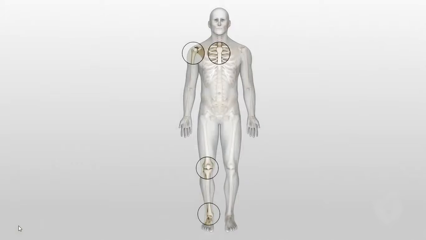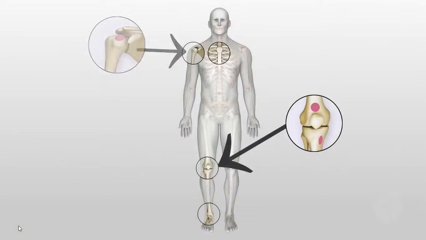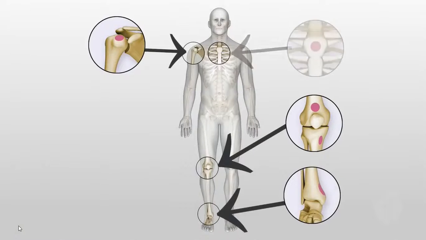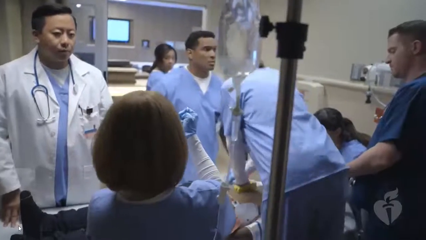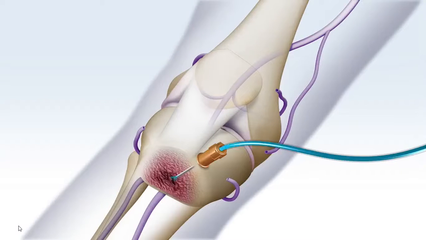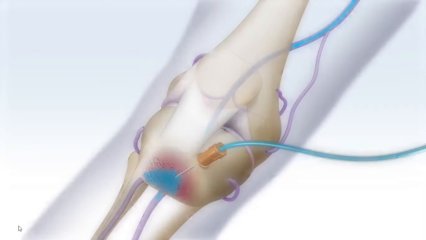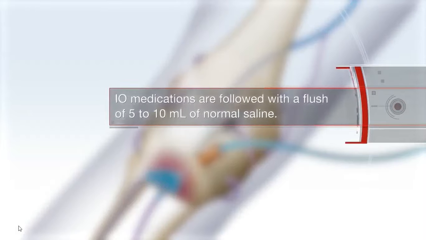Many sites are appropriate for IO infusion. See your device-specific instructions for a list of approved sites. For adults and older children, the most common sites include the proximal tibia, the humeral head, the medial malleolus, and the sternum. After the IO needle is properly inserted into the bone and appropriately secured, drugs and fluids flow through the bone marrow cavity into the circulation, though depending on location, they may first pass through peripheral circulation. As is routine practice when providing most IV drugs, all IO medications are followed with a flush of 5 to 10 milliliters of normal saline.